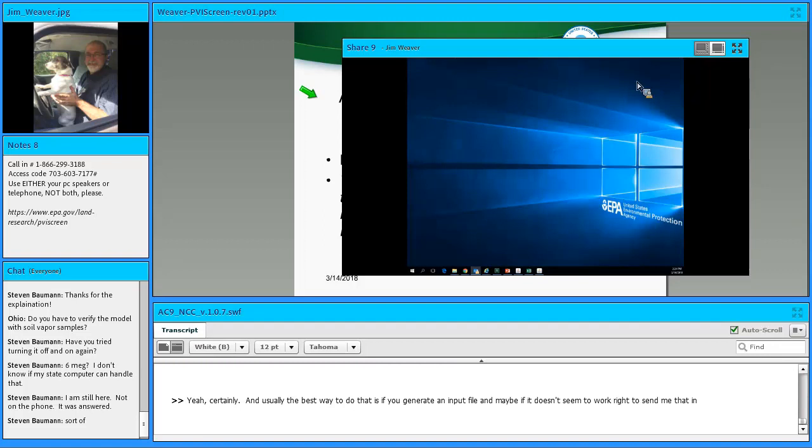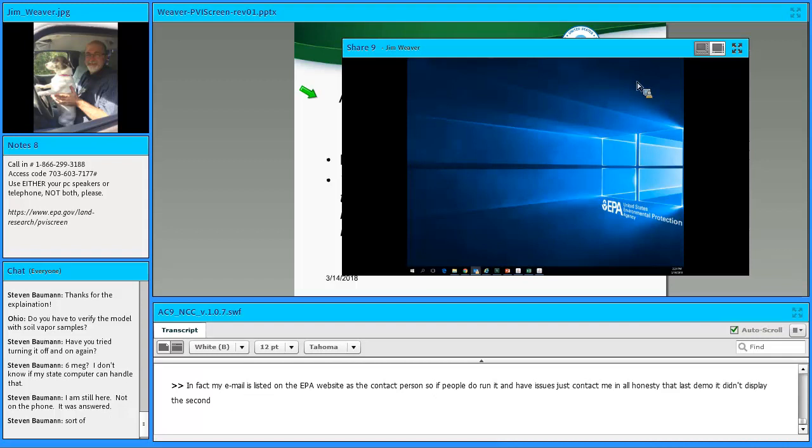Okay, great. Sounds good. Yeah, in fact, my email is listed on the EPA website as the contact person, so if people do run it, have issues, just contact me. In all honesty, last demo, it didn't display the second time I ran that example, and I've got to track down that bug. And so when there are more bug fixes, we'll be uploading corrected versions of the interface.